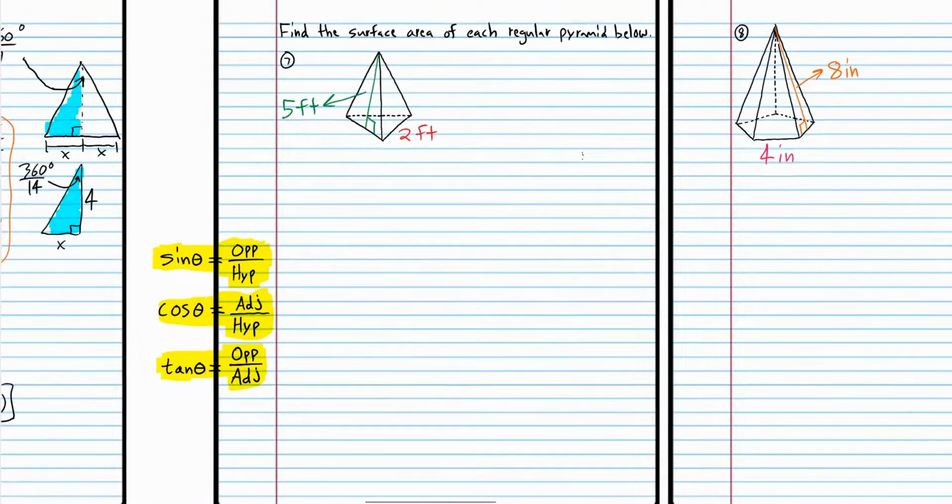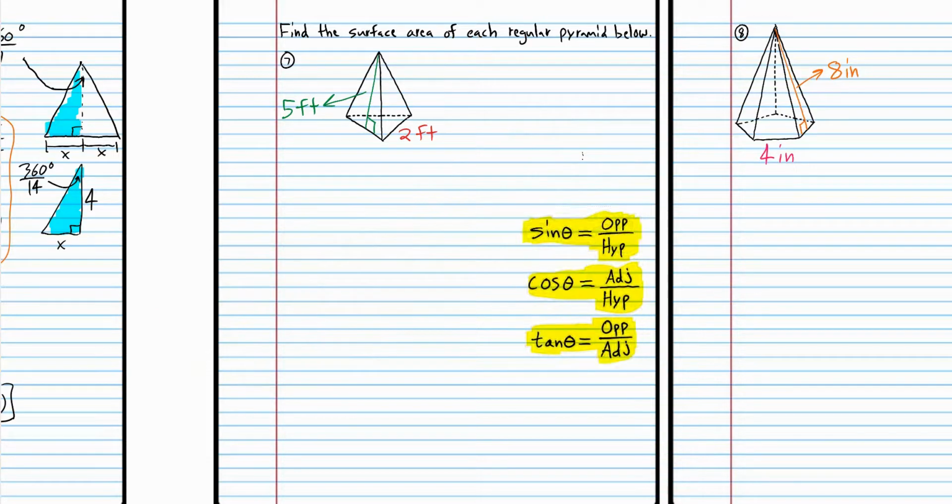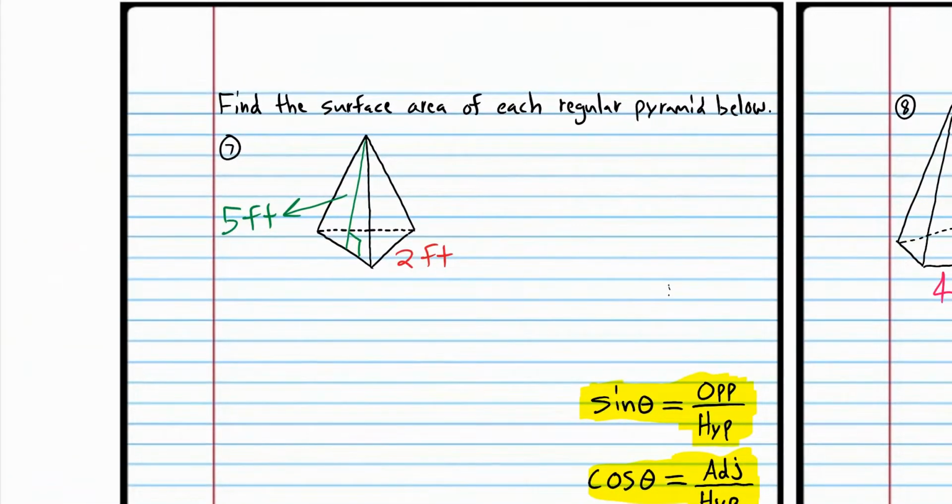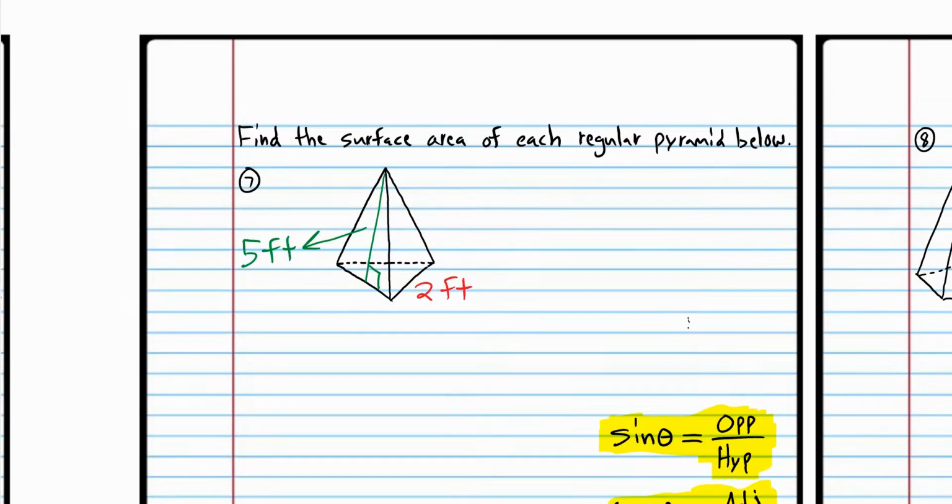So let's find the surface area. And again, we're dealing with surface area here. Let's find the surface area of this regular pyramid. You see it has a triangular base. And we're told that these are regular, so that means that it's an equilateral triangle on the bottom. So let's do the easy part first.